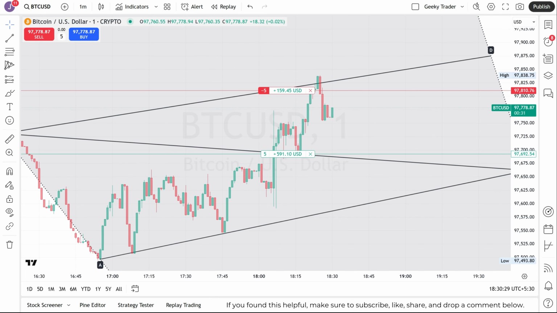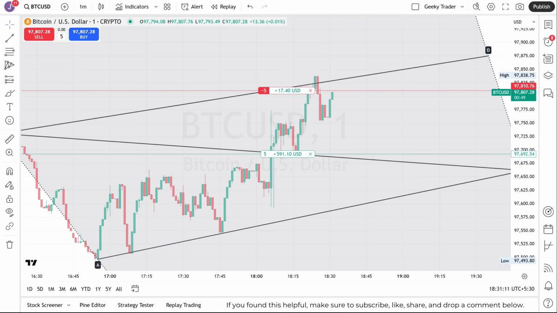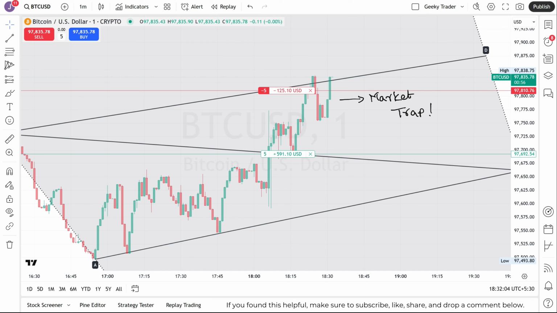Look at this, traders. See how the market is playing tricks on us? It's going up and down, creating uncertainty and making traders second-guess their decisions. This kind of movement is designed to shake out weak hands, forcing many traders to panic, close their trades too early, and lose money. And that's exactly why 90% of traders struggle in day trading, because they let their emotions take control instead of trusting their strategy. The market thrives on fear and impatience, and those who fall for these traps end up on the losing side.